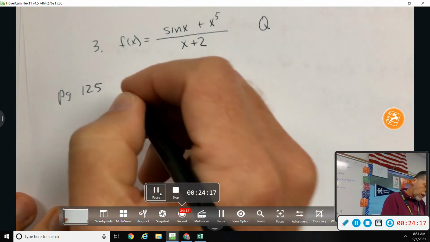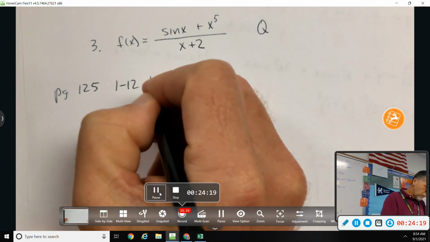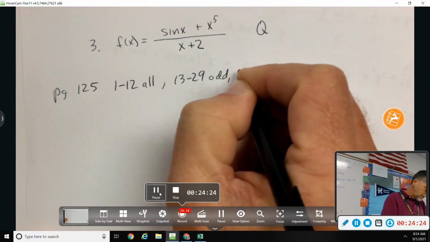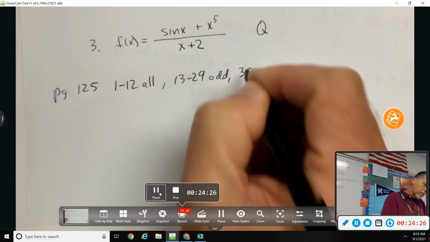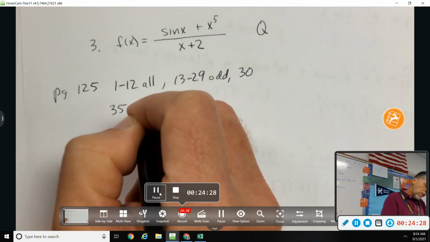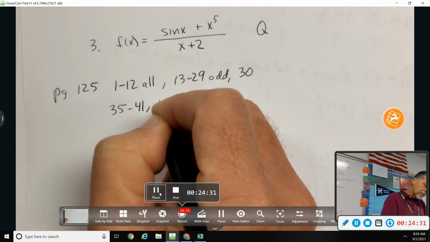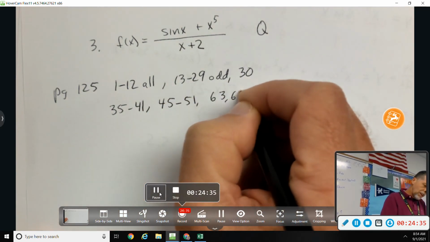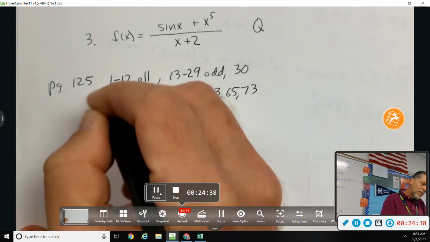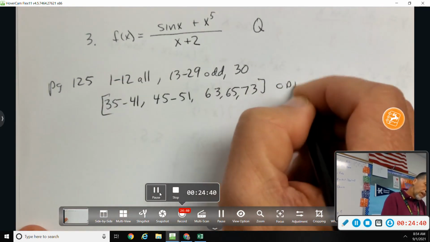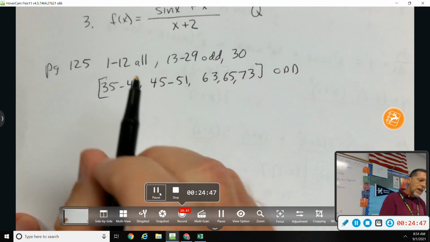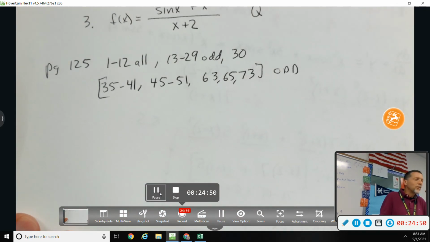All right, page 125, 1 through 12 all, 13 through 29 odd, number 30, 35 to 41, this is all odds now, 45 to 51, 63, 65, 73, odd. I know, that's a lot. They go quick, though, because now that you know the shortcut rule, these are pretty quick.